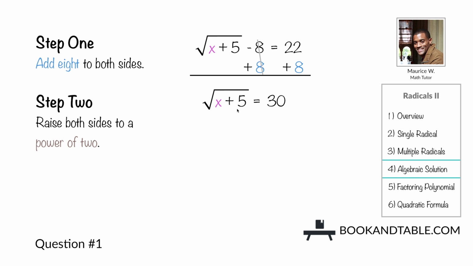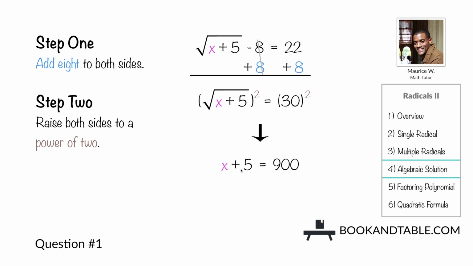And now to remove this radical sign, since the index is 2, you want to raise both sides to a power of 2. That 2 and this 2 cancel each other out, leaving you with just x plus 5 on the left side. Since you squared the left side, you have to square the right side. 30 squared is equal to 900.